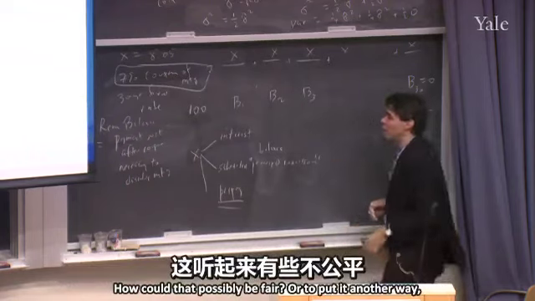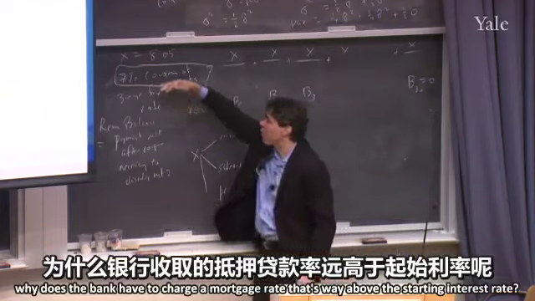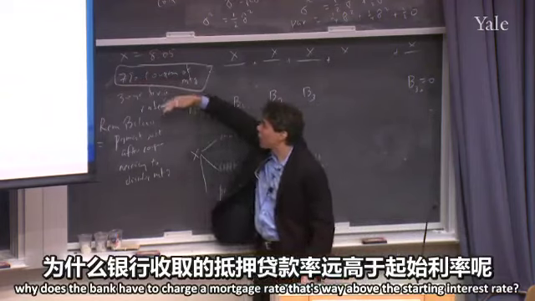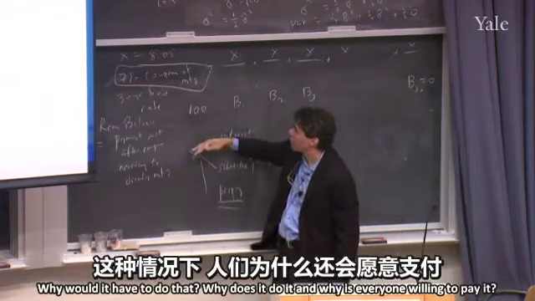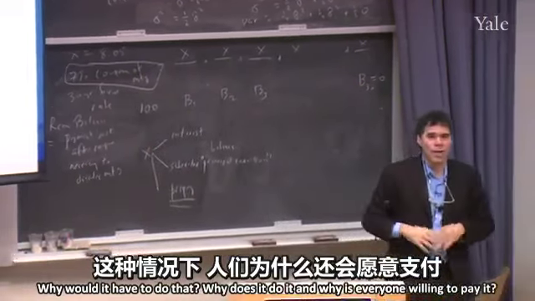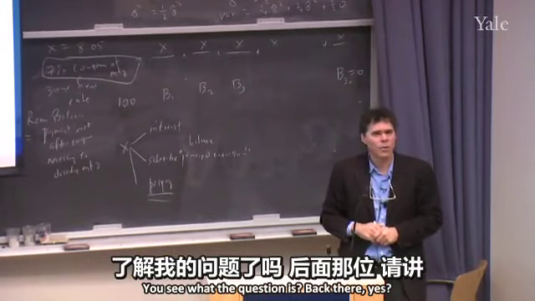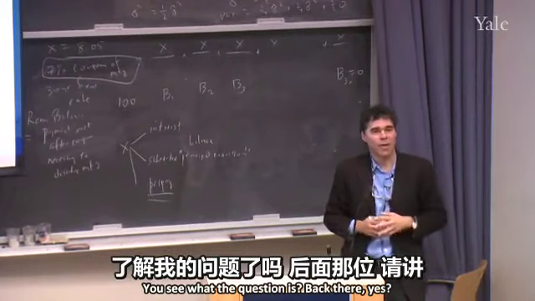How could that possibly be fair? Or to put it another way, why does the bank have to charge a mortgage rate that's way above the starting interest rate? Why does it do it? And why is everyone willing to pay it? You see what the question is? Back there, yes.